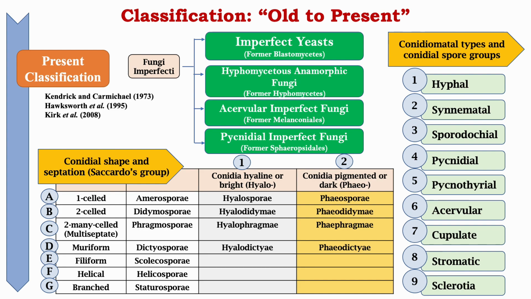There are different types of conidiomatal type as well as conidial spore group. Commonly there are 9 different conidiomatal types as well as conidial spore groups. The groups have been named from 1 to 9, and these are hyphal, followed by synnematal, then third group is sporodochial, followed by pycnidial, followed by pycnothyrial, followed by acervular, then cupulate, stomatic, and sclerotia.